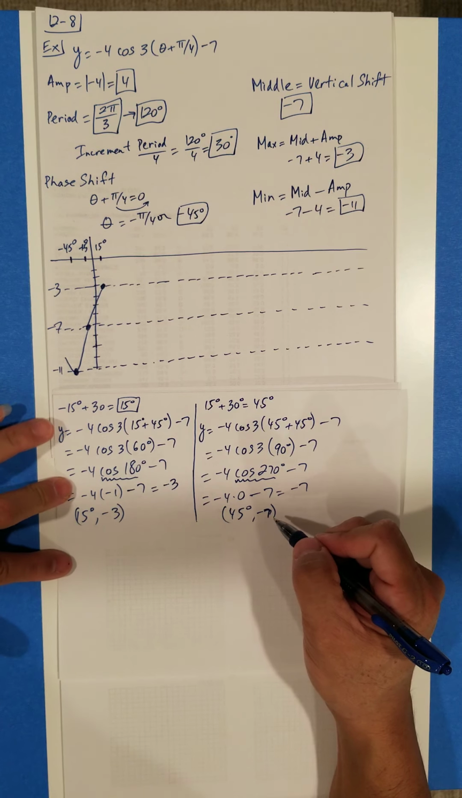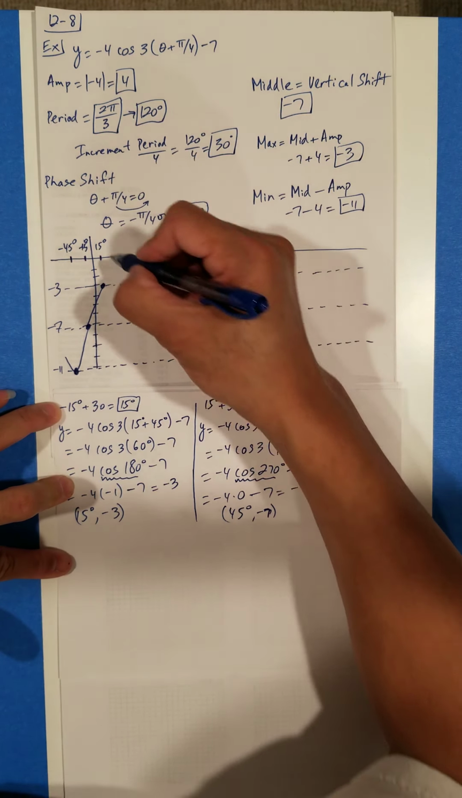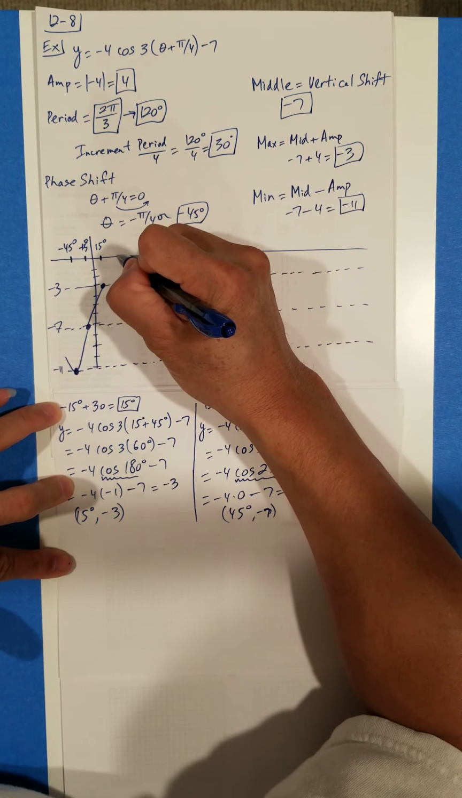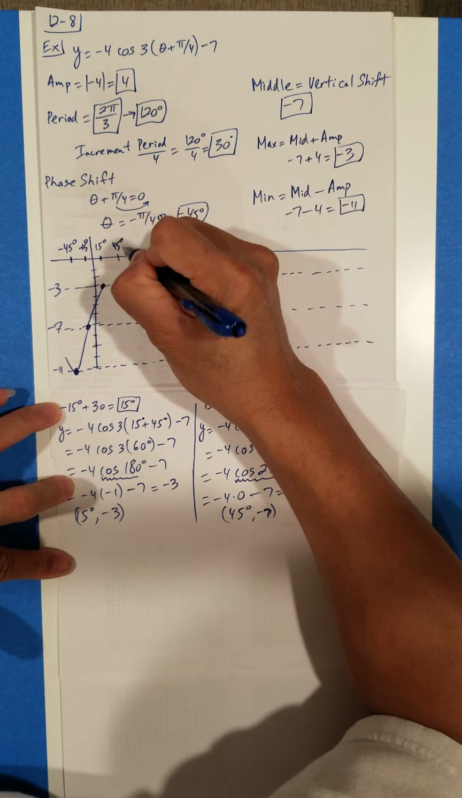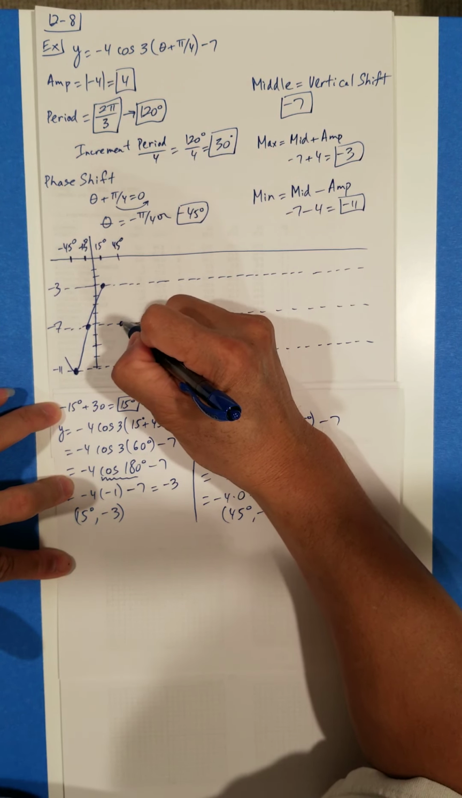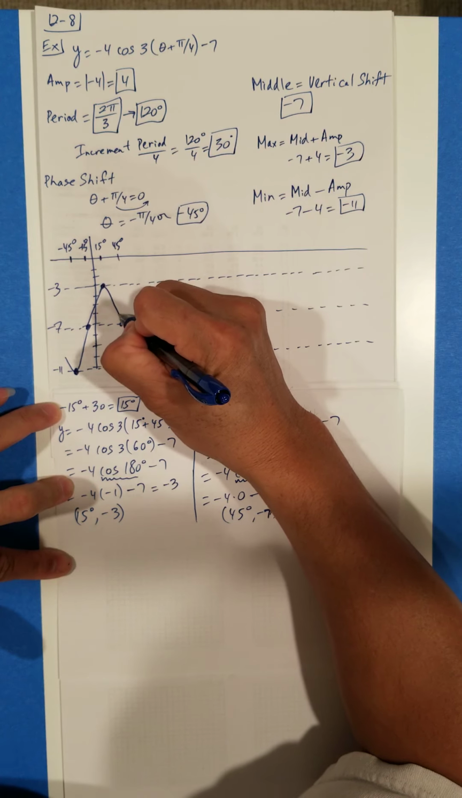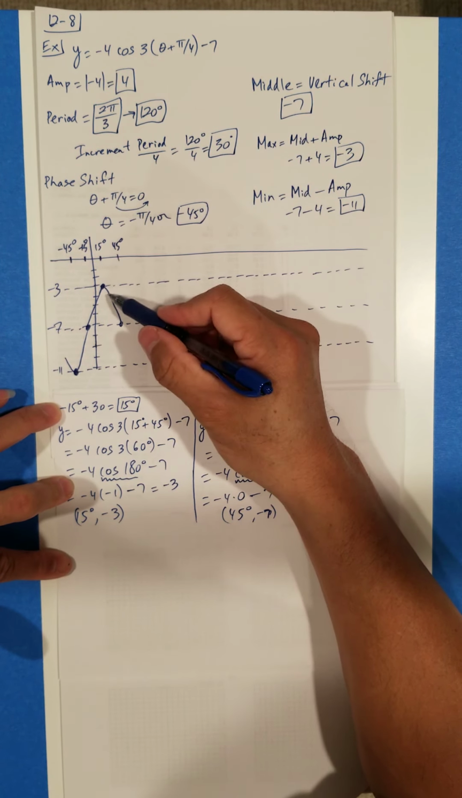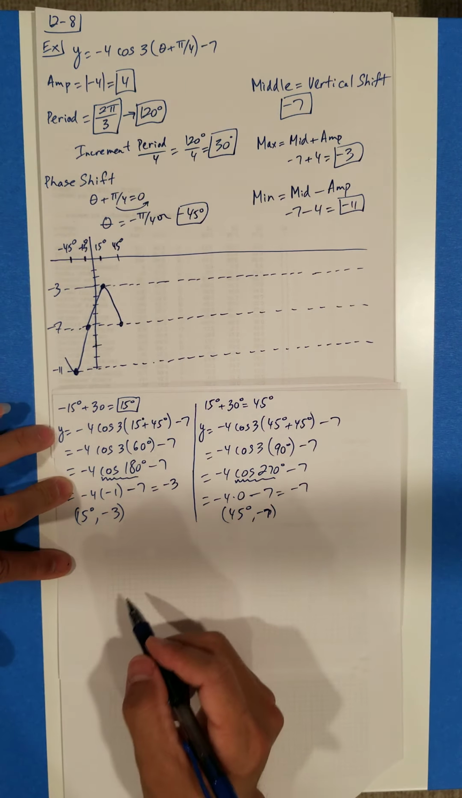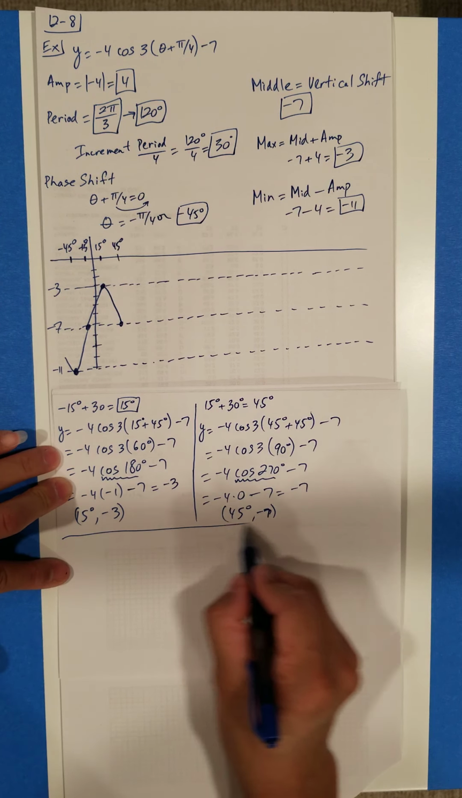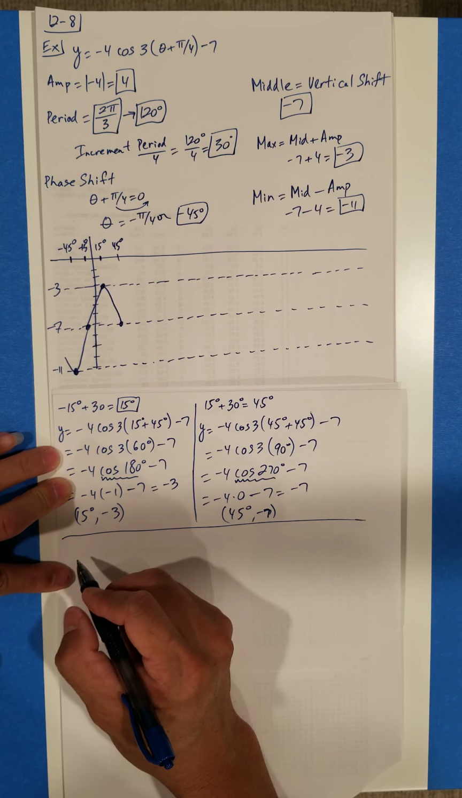Okay, so that's going to be my 4th point. At 45 degrees, my height was negative 7. So I'll connect the dots. I have 1, 2, 3, 4 points. Okay, I need more than that. Okay, keep on going. I'm going to keep on going.